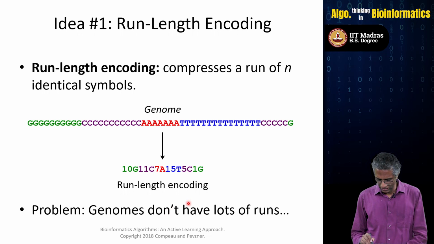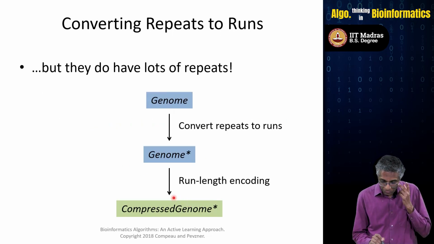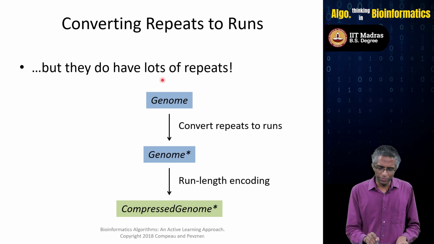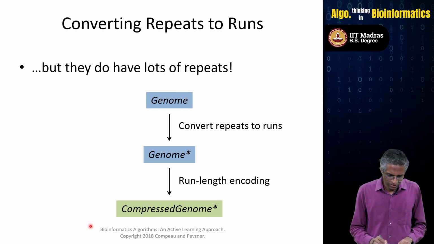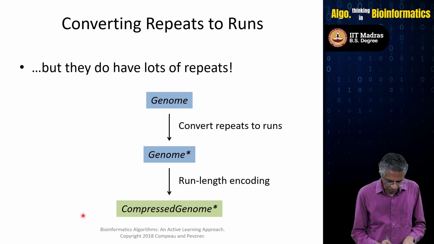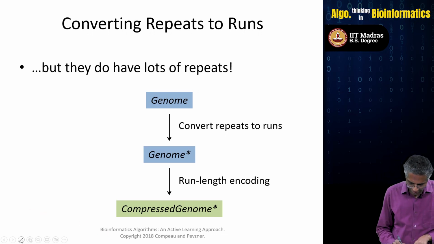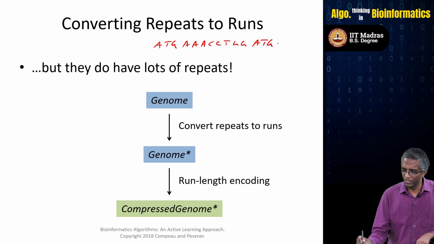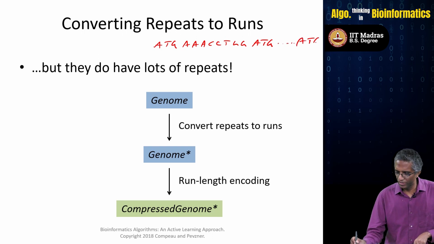But what happens is the genomes do have lots of repeats. Repeats meaning that you may not have a run. Let me just illustrate what a repeat is. We have already seen it before, but just to make sure. You may have something called an ATG, and then you may have some other things, and then you may again have an ATG, and then you may have some other things, and you may again have an ATG.